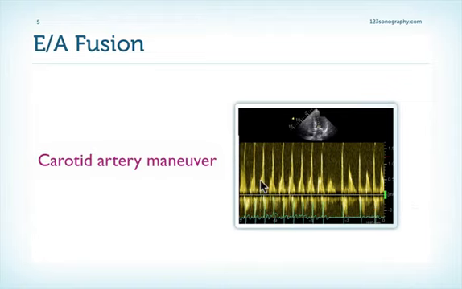Here we have the fusion of the E and the A wave, and with carotid massage, all of a sudden, we have slowing of the heart rate, and we have delineation between the E and the A wave, and now you can clearly see that the patient actually had impaired relaxation.